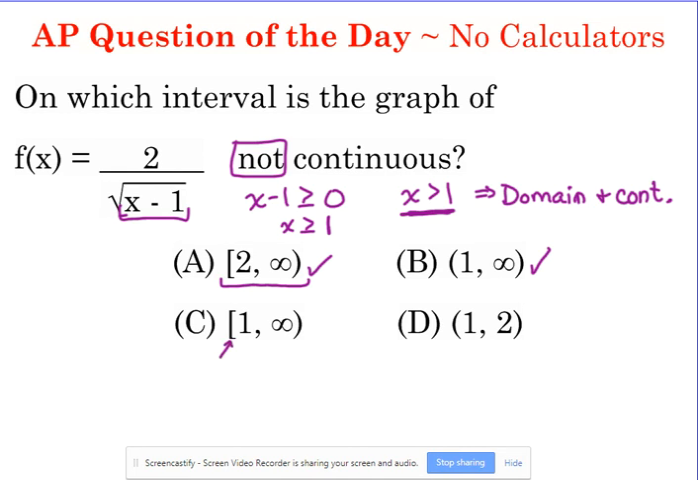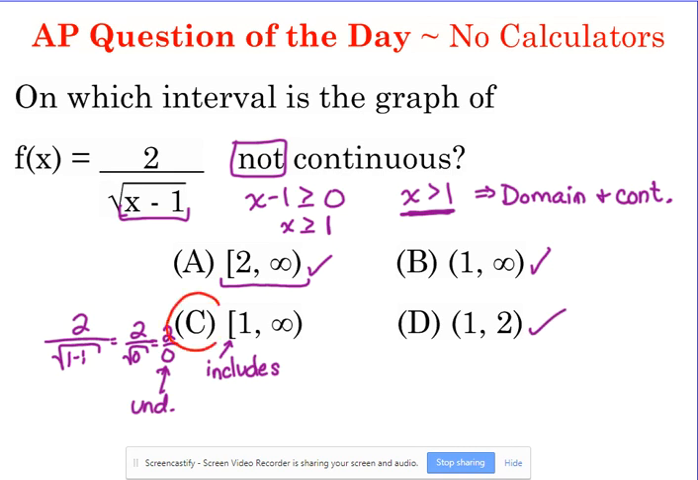C includes 1. Well, if we plug 1 into our equation, we get 2 over the square root of 1 minus 1. That is the square root of 0, which is 2 over 0. That's undefined. So I'm thinking C is not good, but let's check D just to be sure. D is from 1 to 2. Well, 1 to 2 is included in x is greater than 1. So that one's okay. It is, in fact, not continuous on the interval including 1 to infinity.